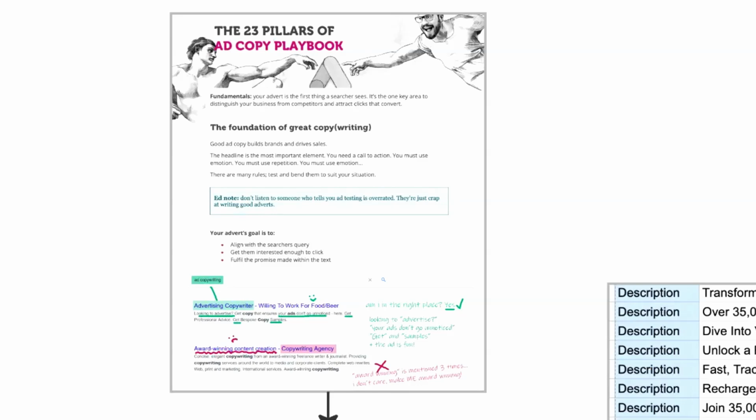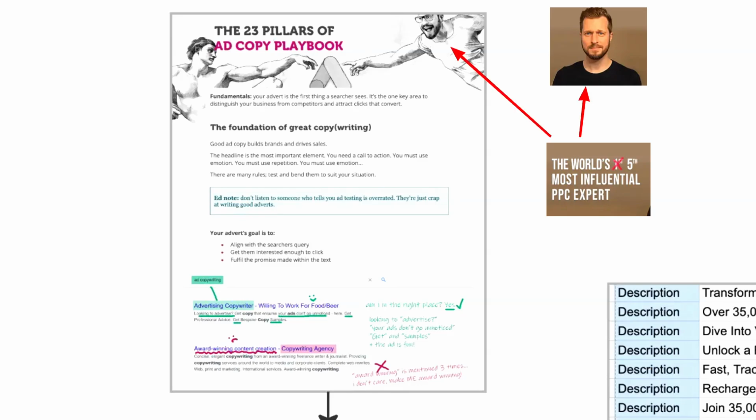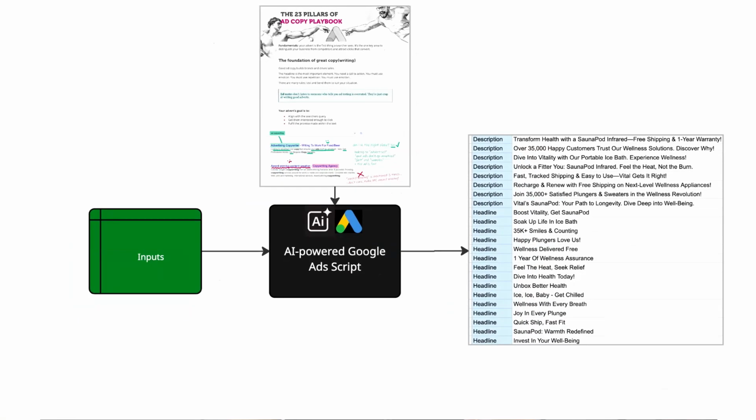Let's go. This method is based on an advanced ad copywriting framework called the 23 Pillars of the Ad Copy Playbook, created by top PPC expert Ed Leake. This framework has been converted into an AI agent and packaged into a Google Ads script. The script takes inputs about your brand and product or service. Once executed, it creates multiple headlines and descriptions. The best part? The script learns and improves each time you run it, generating fresh headlines and descriptions with every use. Let me walk you through the process.